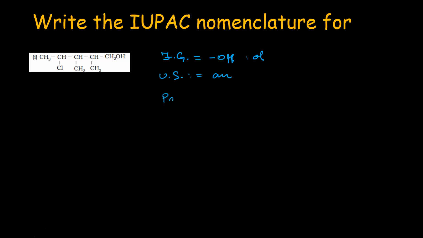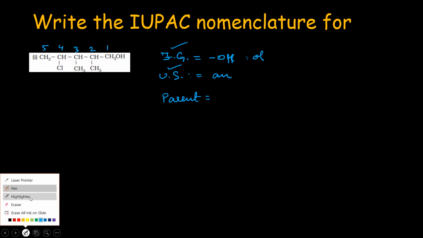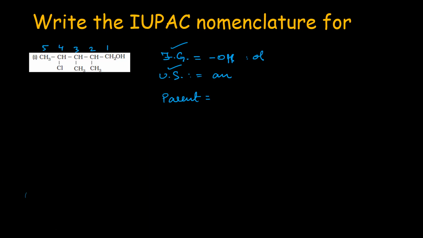Then we are searching for the parent. Now, the parent can only be identified when we have already identified the functional group and unsaturation. We will start from the carbon that is nearest to OH. So this is my first carbon, second carbon, third carbon, fourth carbon, and fifth carbon. Now, ideally speaking, the way to approach should be like this.